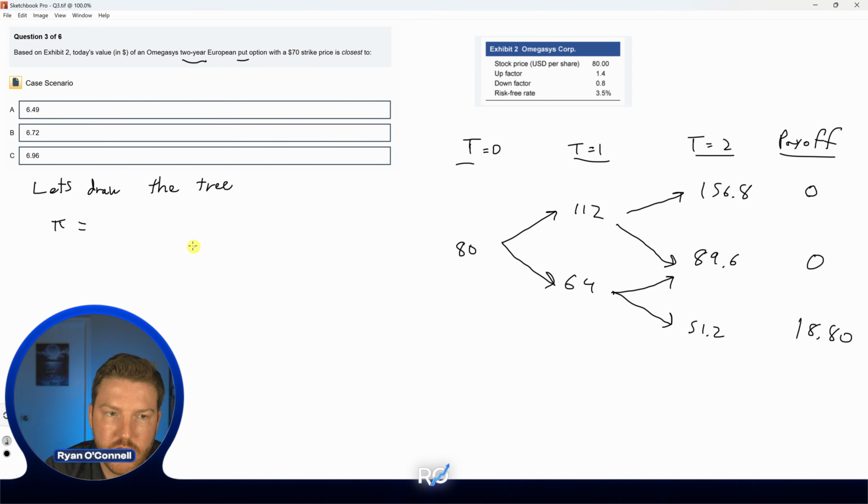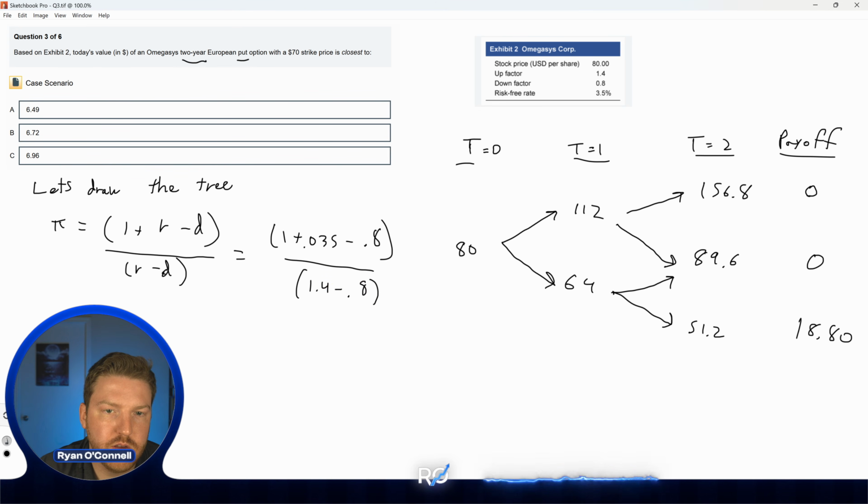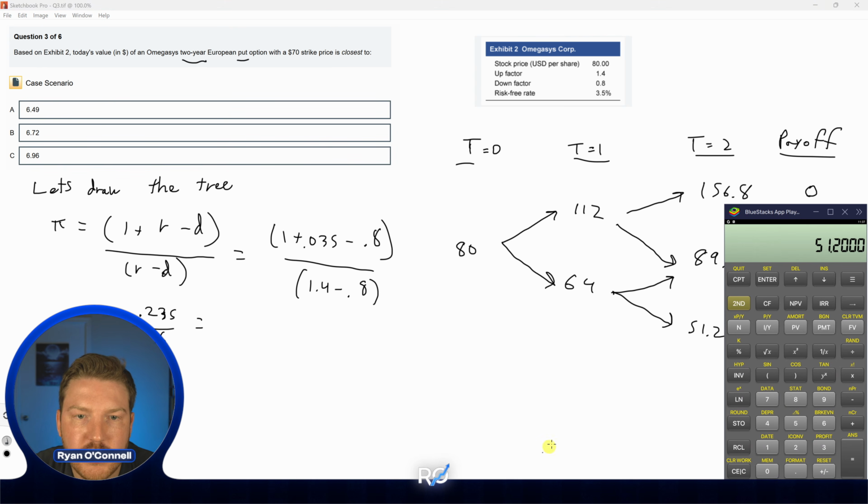And we can use that same formula that we used before, which was basically the numerator, I think, was 1 plus R minus D, and then the denominator was R minus D. So if we go through and do that, we're going to be given 1 plus 0.035 minus the D 0.8 over the 1.4 minus 0.8, which should give us 0.235 over 0.6.